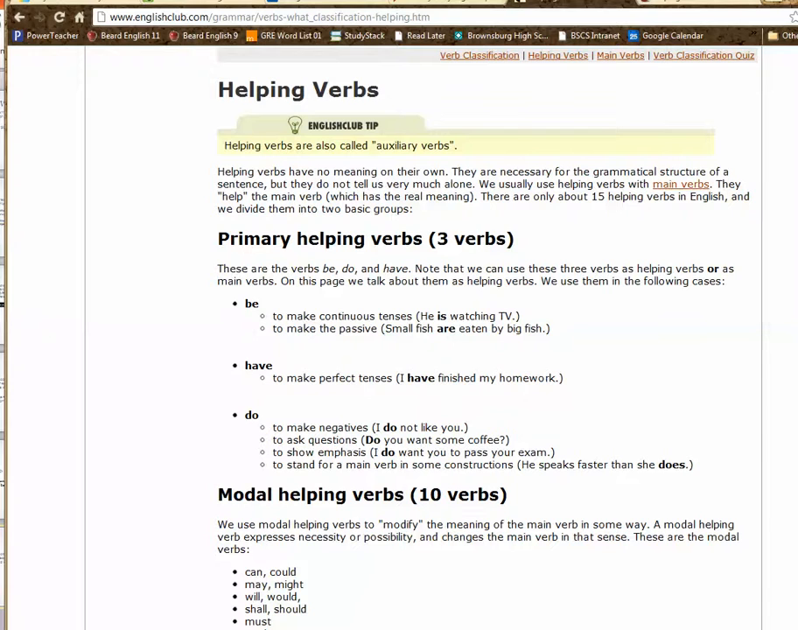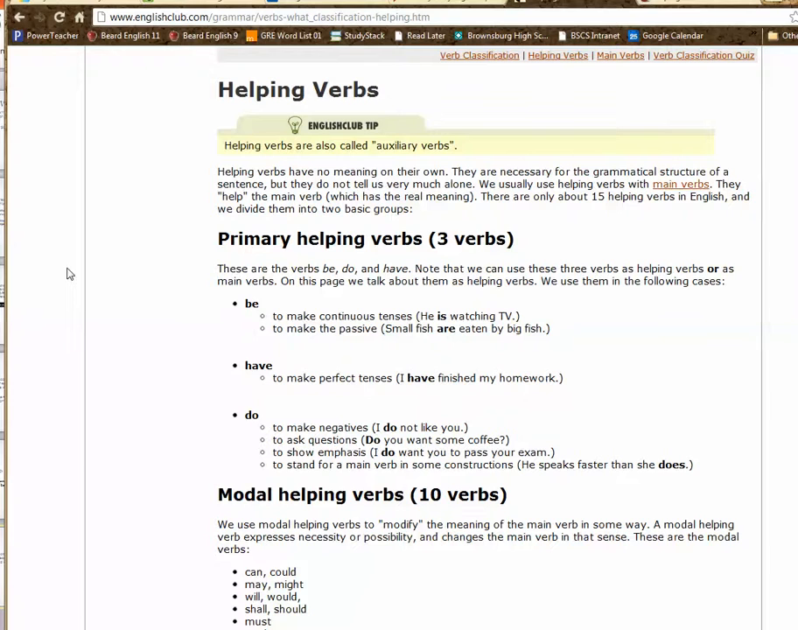Okay, so next we talked about helping verbs. Helping verbs are auxiliary verbs, or verbs that help the main verb, and they always come before the main verb. For example, in this sentence here, small fish are eaten by big fish. Are is our helping verb, which is a form of the be verb, and it comes right before eaten. In this other sentence, he is watching TV. Is comes right before watching.